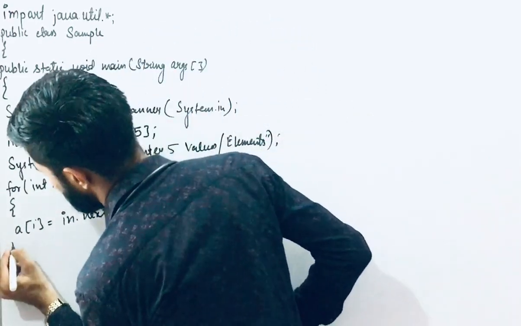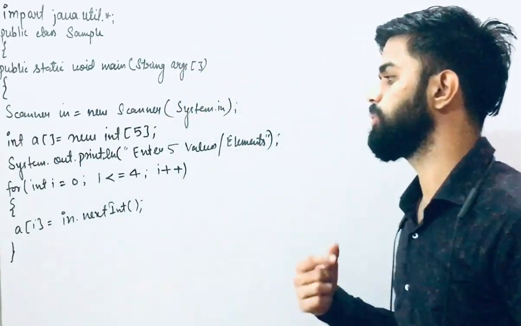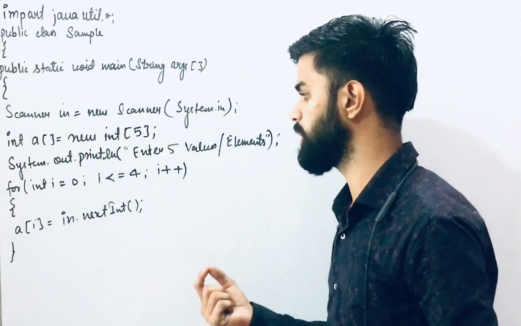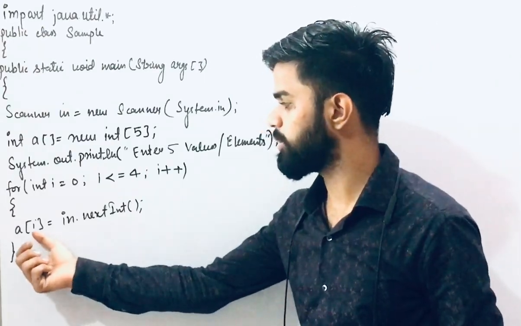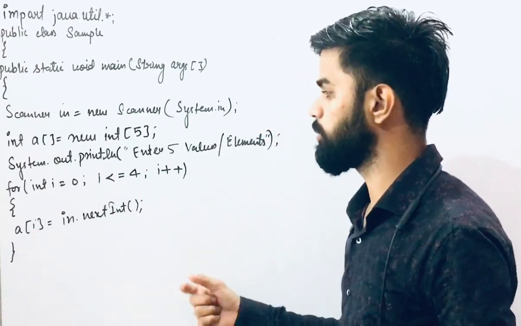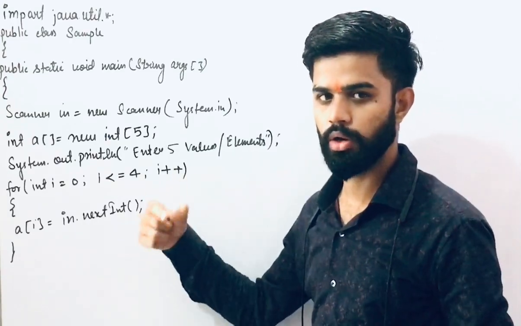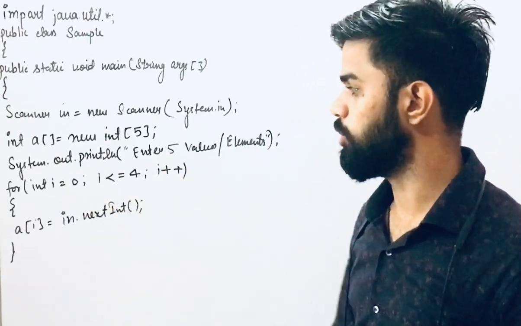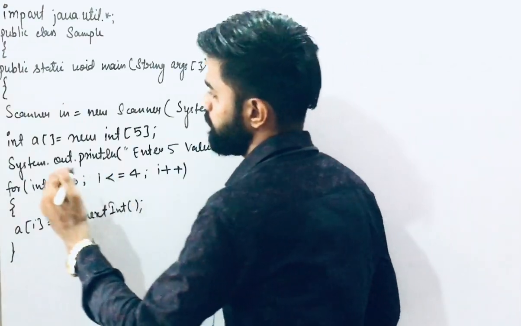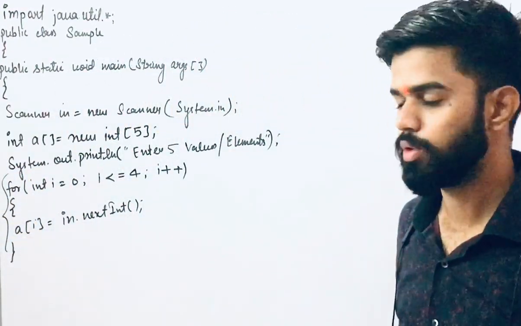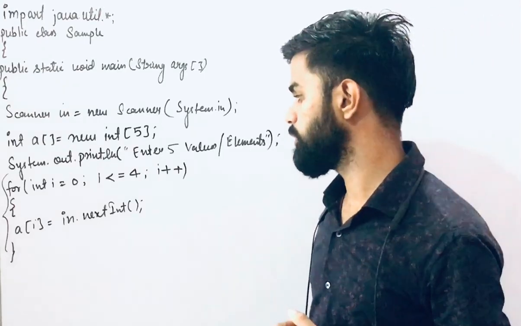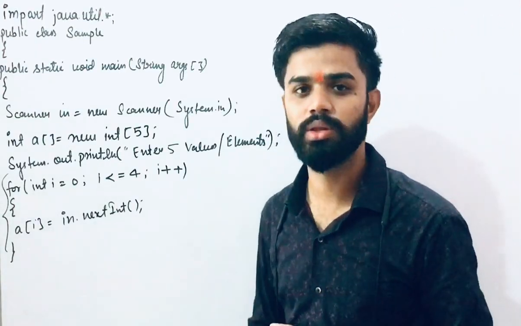Okay, and then whatever value you enter or initialize, all values are stored under a variable a of i, according to their position: a of 0, a of 1, a of 2, a of 3, a of 4, by this loop. So now with the help of this loop we can initialize our values.